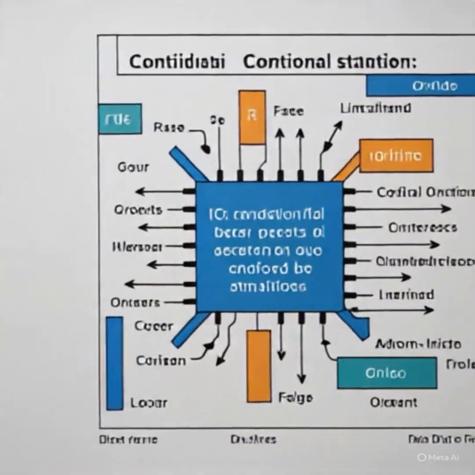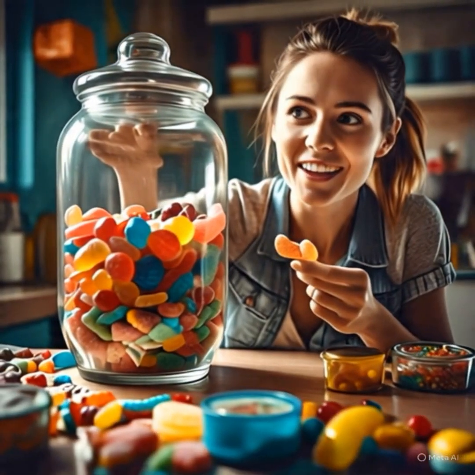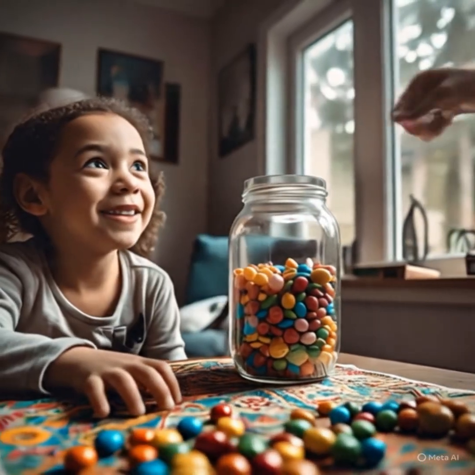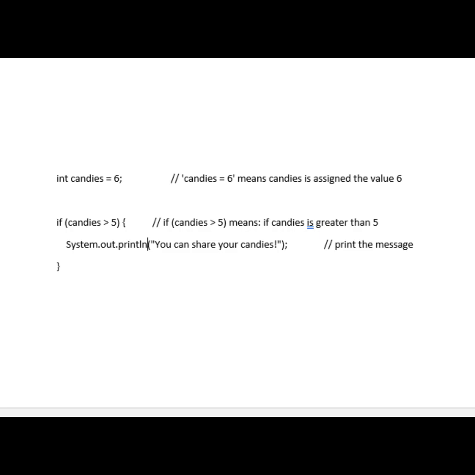Imagine you have a jar of candies. Your mom says, if you have more than 5 candies, you can share them with your friend. How do we write this in Java? int candies = 6. This means candies is assigned the value 6. if candies > 5, System.out.println, you can share your candies.